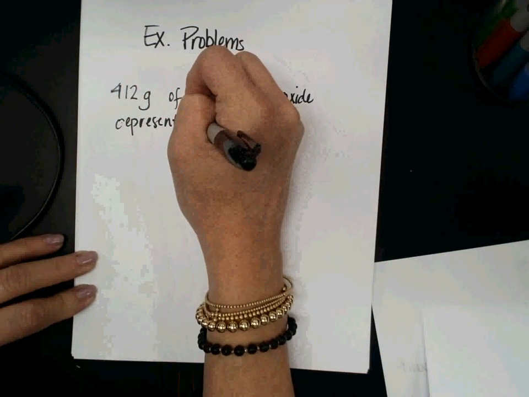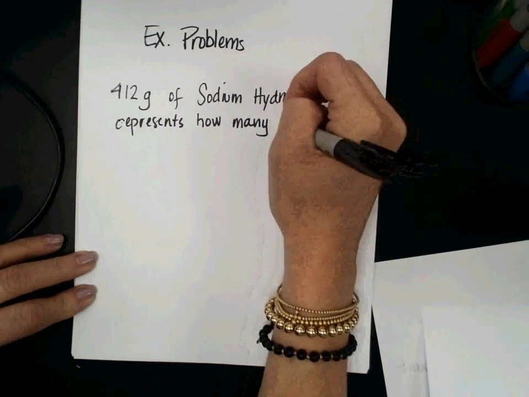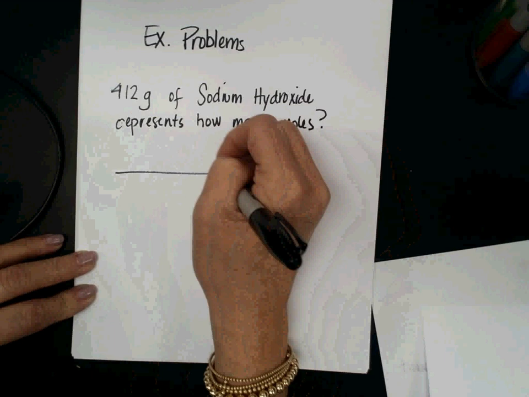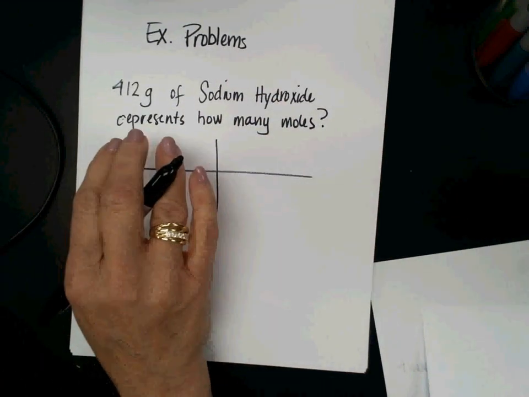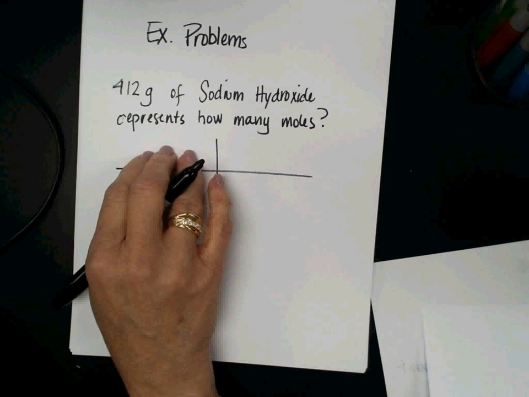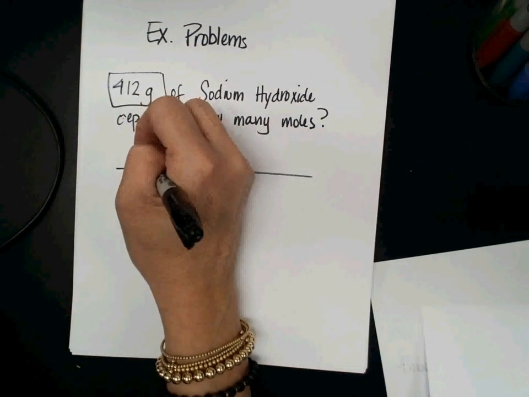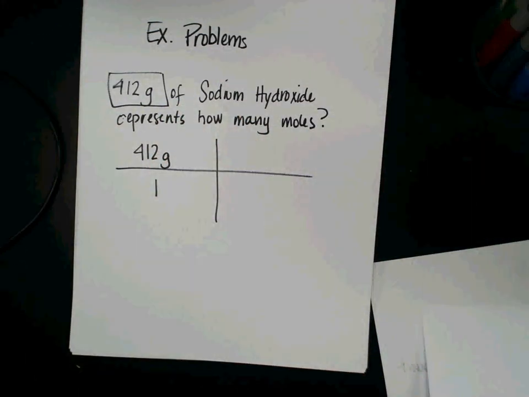Represents how many moles? And for this first one, I do want you to use the boxes. See if you can remember. What do I put in this first box always? Yeah, whatever I'm given. 412 grams, and it's over 1, even though we don't always write the 1 in there.